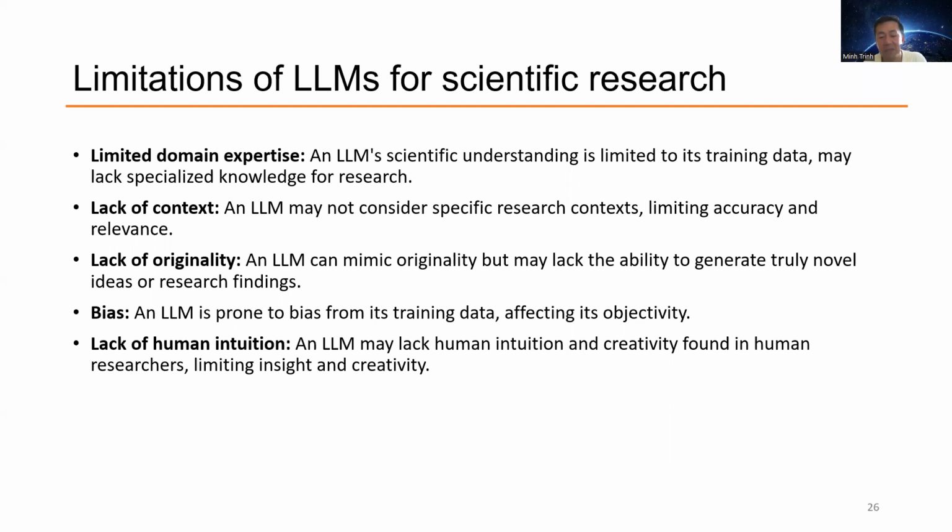You can give it some context and it can improve, but sometimes the answers are not really customized to the context where you want to get your answer. Lack of originality, we talked about this. Bias: like all AI systems, there can be some bias that it inherits from the training data. It may lack human intuition, of course, because it's not human, and creativity. We want to think that it's the case and hope it's the case, but I don't know.